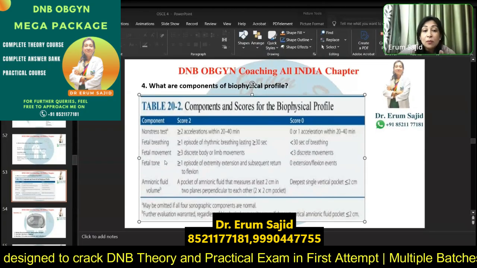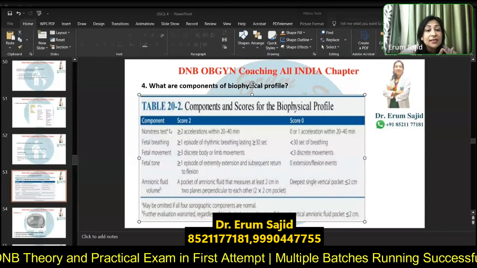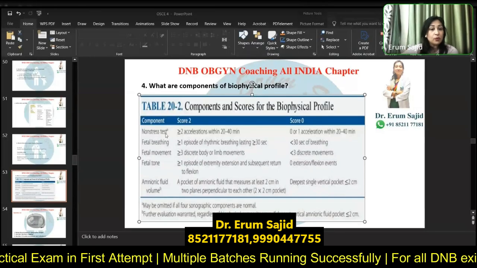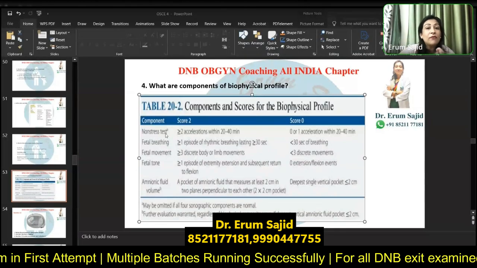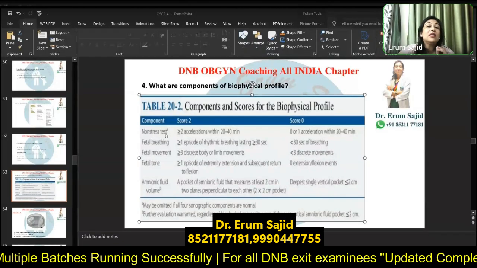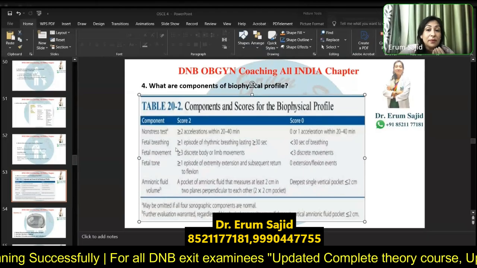Fetal breathing, fetal movement, fetal tone, and amniotic fluid. So 1 and 2, that is non-stress test and amniotic fluid index, are instant. I mean, the non-stress test can be done in the labor room and we can add the score to it. And amniotic fluid index can be done by seeing the vertical pockets, right? The deepest single vertical pocket has to be above or equal to 4 centimeters, right?